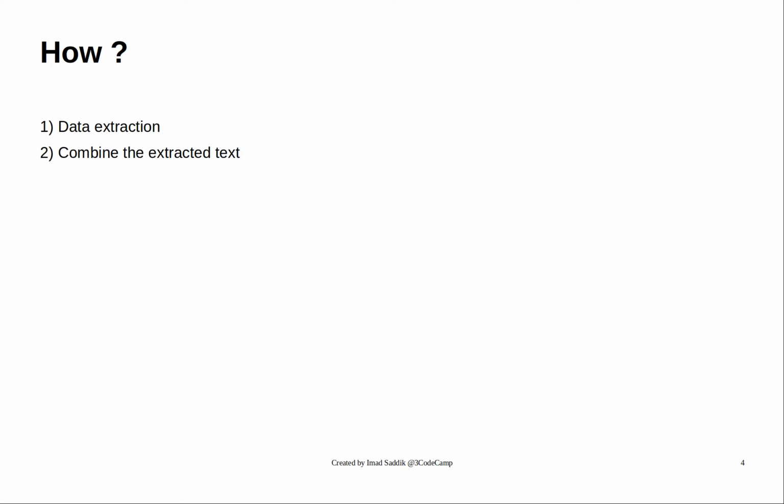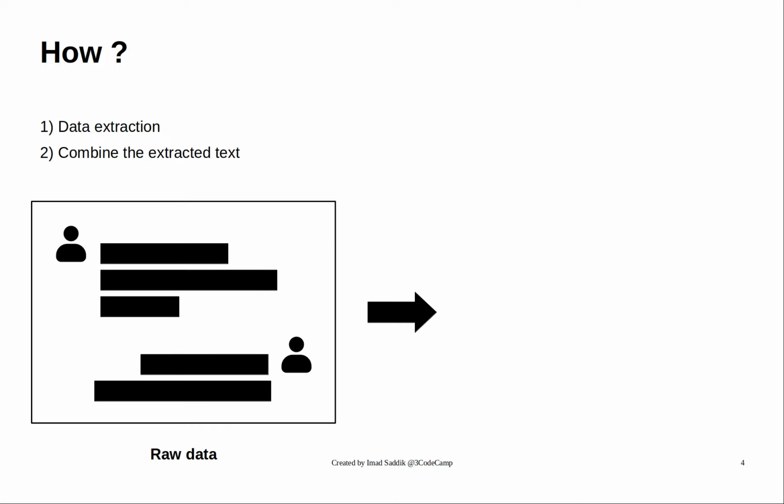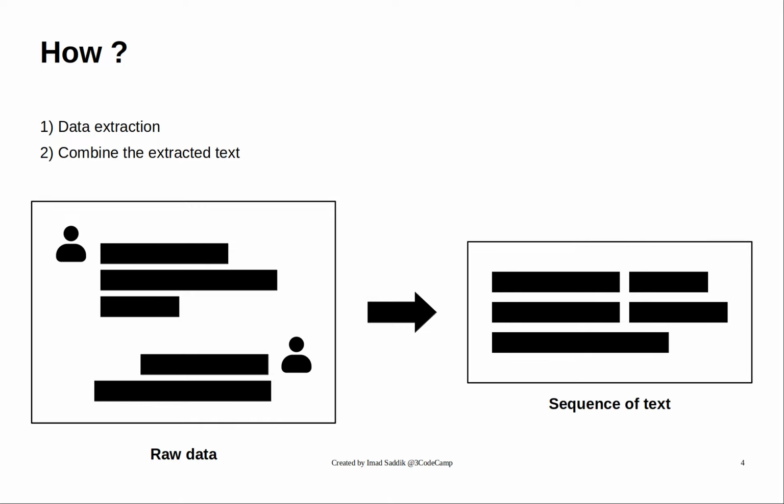Next, we combine the text. The raw chat data is in a back and forth format. But what we need at the end is to concatenate the text in order to have a sequence of text.